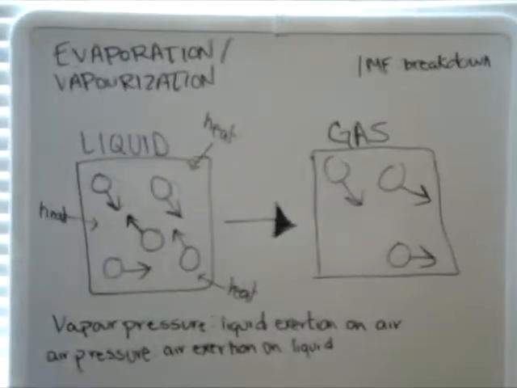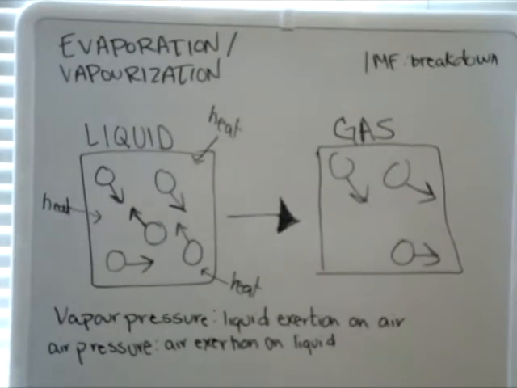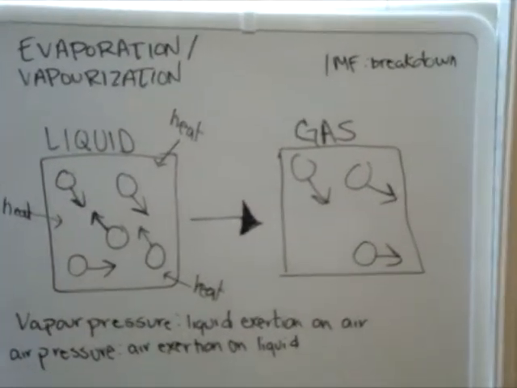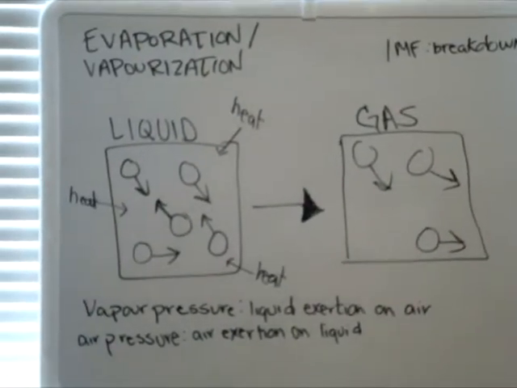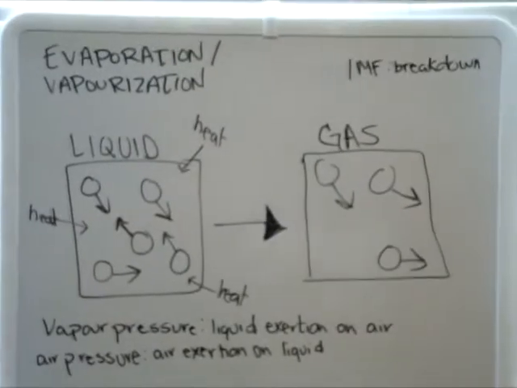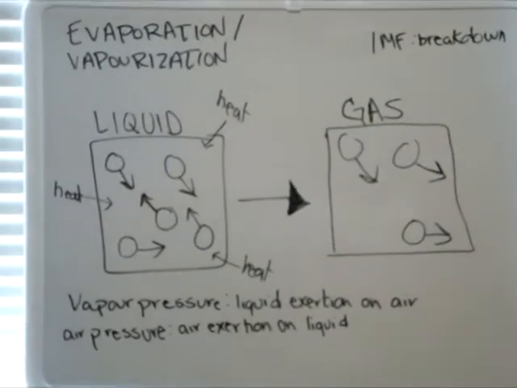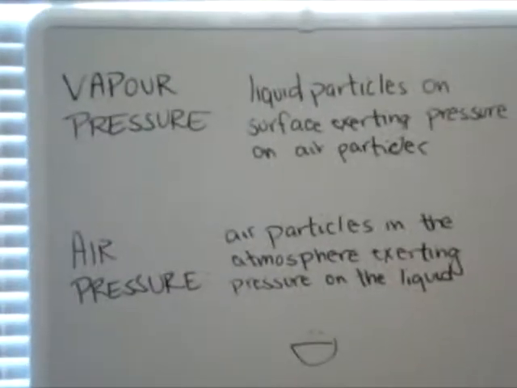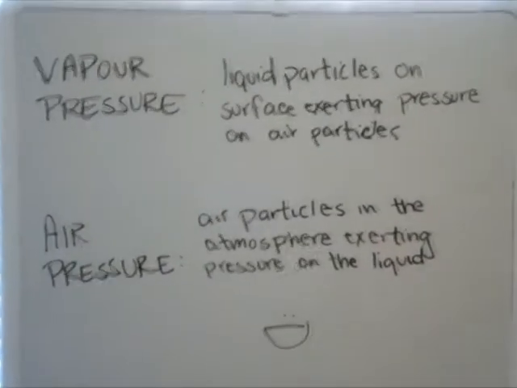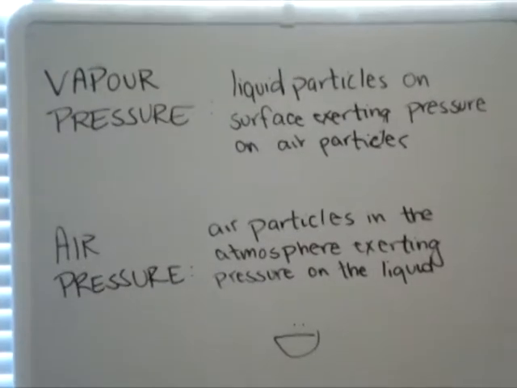When heat or energy is added to a liquid, the intermolecular forces start to break down. This causes the particles to move much faster, and they start to collide more frequently with each other in a straight, rapid motion. So, when this happens, the vapor pressure exceeds the air pressure. Vapor pressure is when liquid particles on the surface exert pressure on particles in the air.